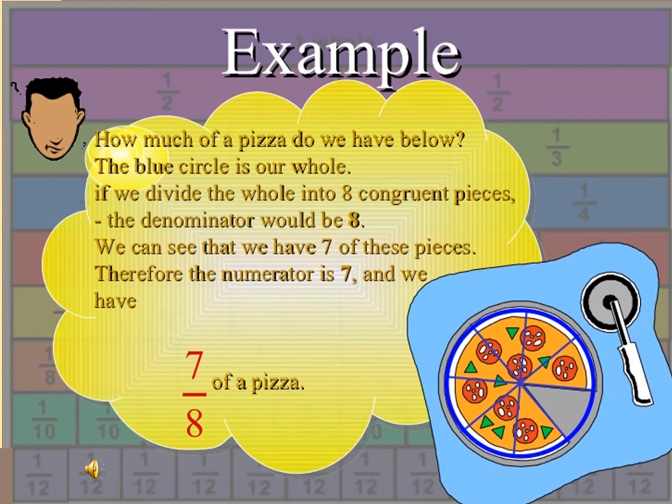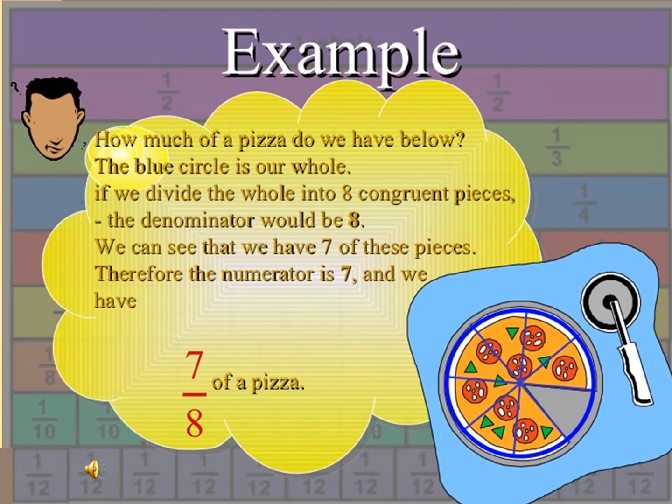Let's suppose one of my friends asks for one piece of pizza from me. I give her one piece of pizza. Now, how many pieces are left? We can see that we have 7 of these pieces. Therefore, the numerator is 7 and we have 7 upon 8 of a pizza.